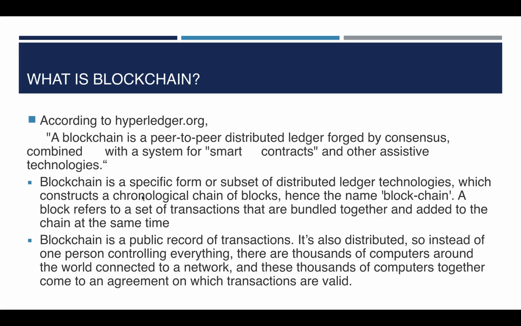Now, why the name blockchain? The term block refers to a set of transactions that are bundled together and added to the chain, and every peer has this block added at the same time. That is why it is called block. Next, the block will be appended to the existing block and the process continues and it forms a chain. So that is why it is called blockchain.